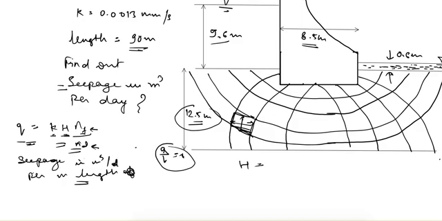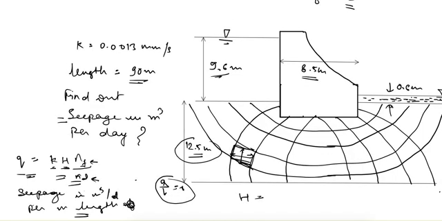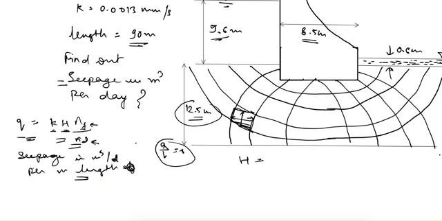So H is the head difference between upstream and downstream. So in the upstream the head is 9.6 meter, and in the downstream the head is 0.6 meter. So the difference is 9 meter. And NF, we can count the flow channels. So for that first we will count the flow lines. So from here if we count, this impervious bed is also a flow line. So 1 2 3 4 5, and the bottom of this structure also, so 6. So number of flow channels will be 6 minus 1, that is 5.